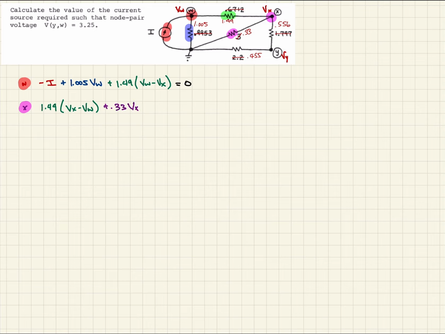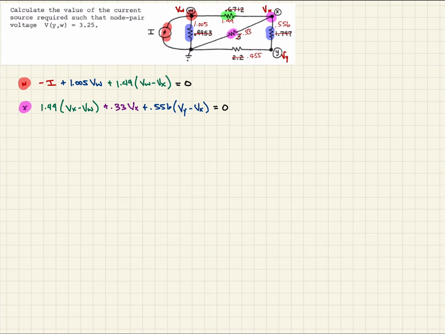And then finally, we will look at this one here. That's going to be, again, the conductance, which is 0.556, times the difference in the voltages, so that's Vy minus Vx. And that's all the branches coming in and out of that node. So again, set that equal to 0.